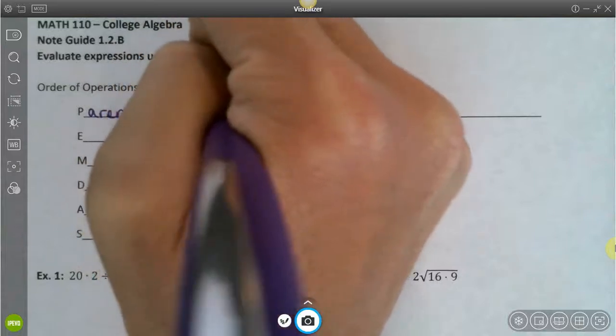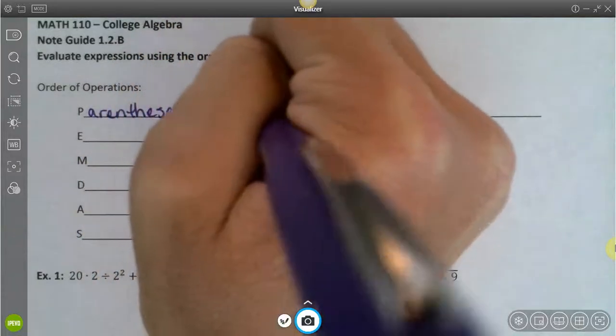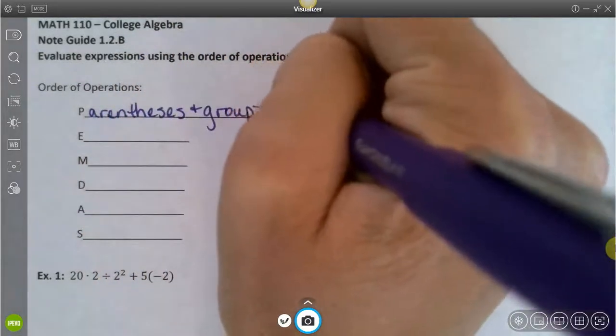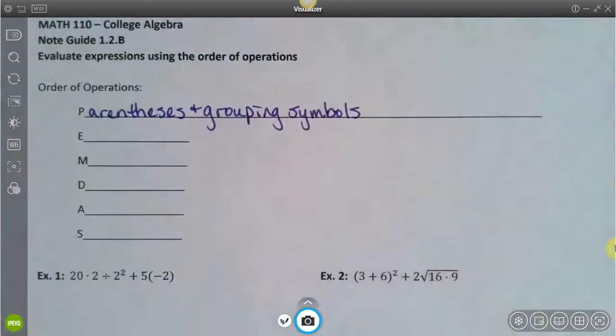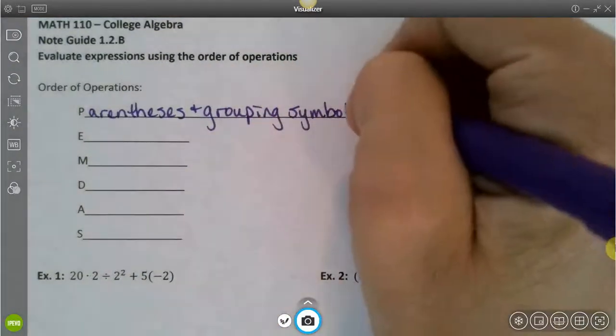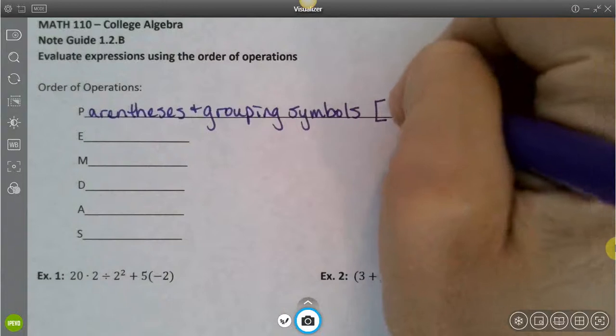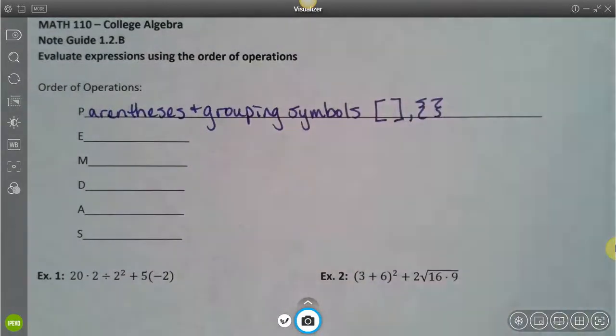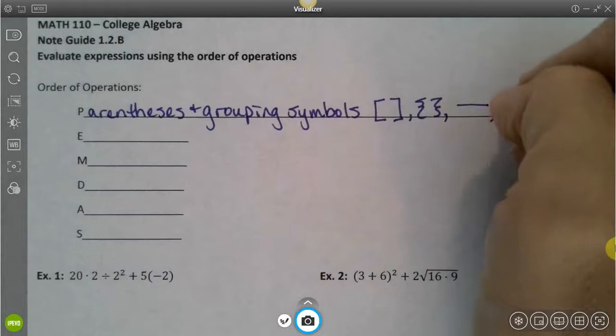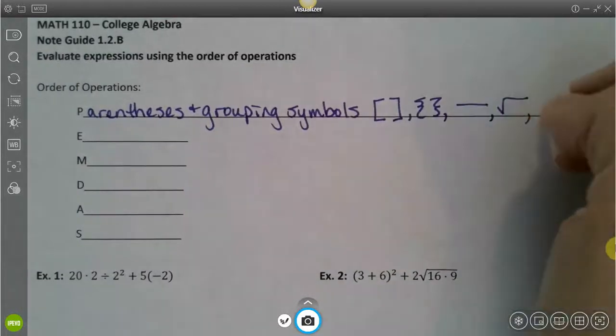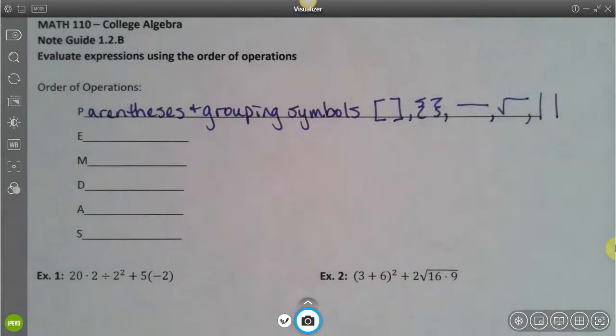And I'm also going to include here other grouping symbols. So not just parentheses, but brackets, the curly braces, the fraction bar, the square root symbol, the absolute value symbol. These are all examples of grouping symbols, and anytime you run into those, you want to evaluate what's inside of them first before you move on to something else.